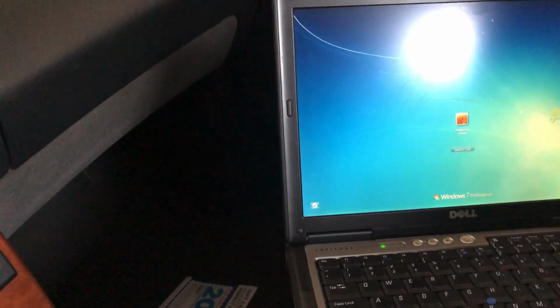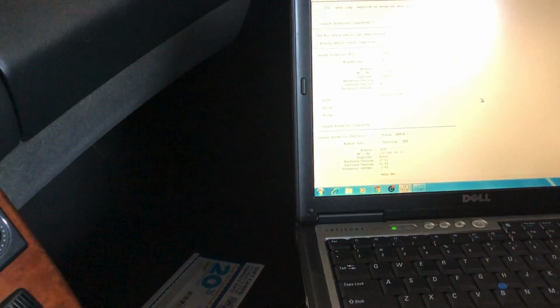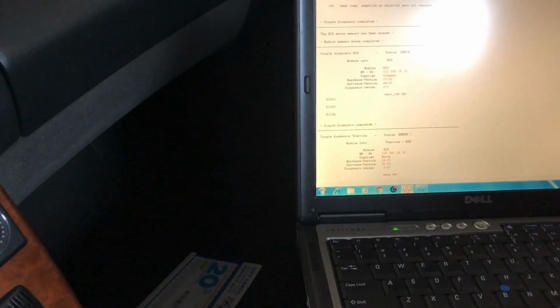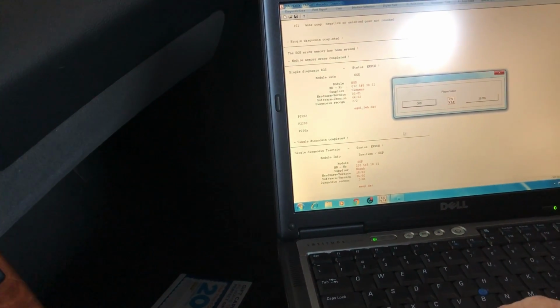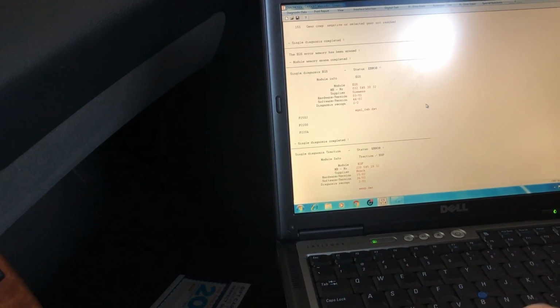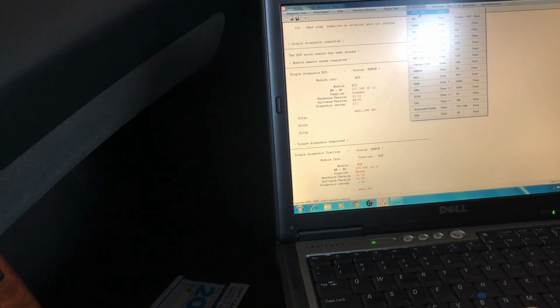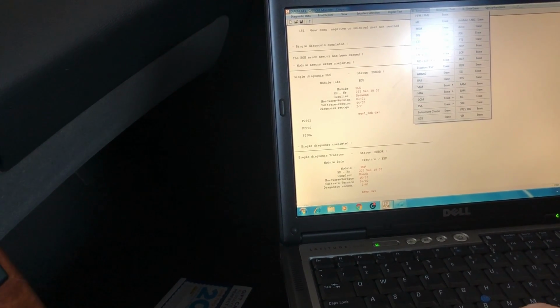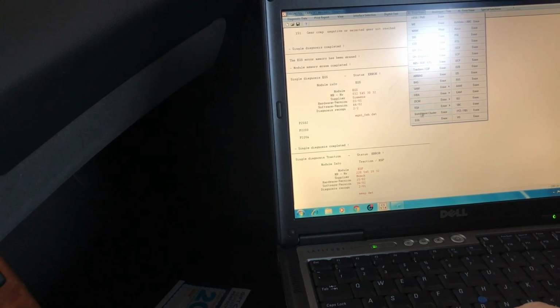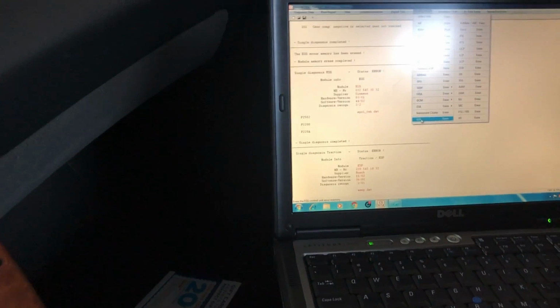Okay, we are inside the car, so what we're going to do now is clear the codes. Okay, hopefully we'll get this thing working again. OBD2 interface. Error erase. Go down to the transmission. EGS.